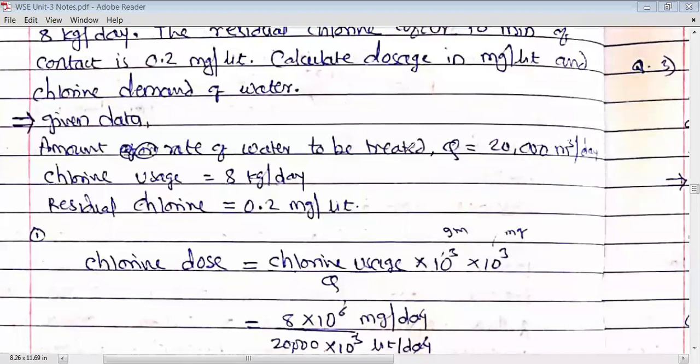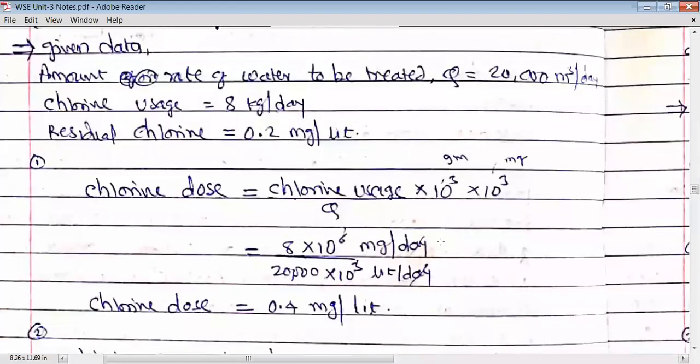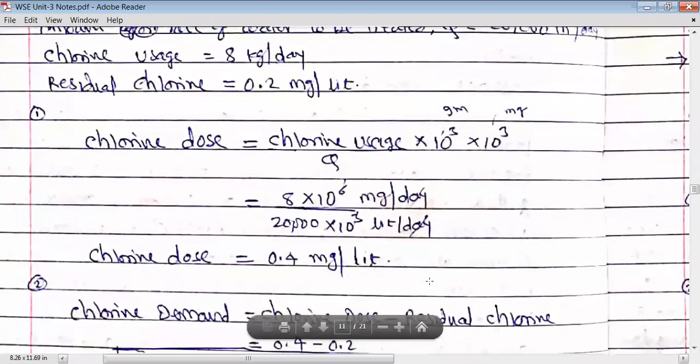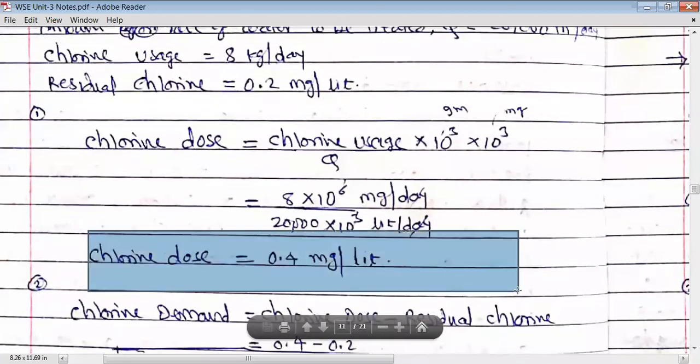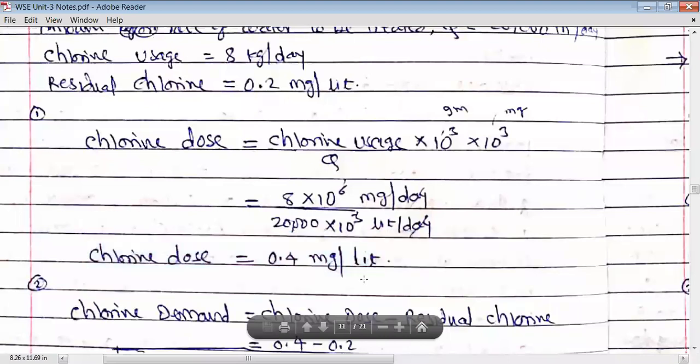Okay, do the calculation and tell me. Here the chlorine dose has come as 0.4 mg per liter. Has everyone got this value?